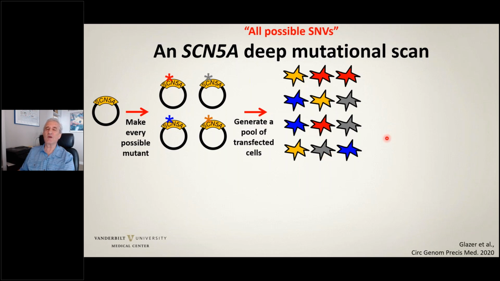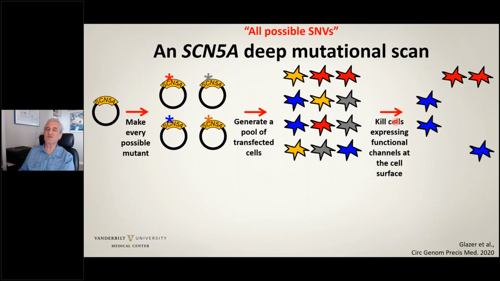And then we expose those cells to a drug challenge, which I don't have time to talk about. And the drug challenge kills every cell that expresses functional channels at the cell surface. So here, this cell line expresses channels, but they don't get to the cell surface. So that's a loss of function cell, and the same here, but these others are normal functioning, at least for this assay. And then you do next generation sequencing prior to and after the drug challenge and figure out which ones are loss of function and which ones are not.